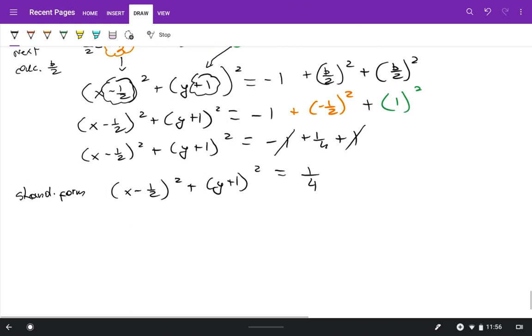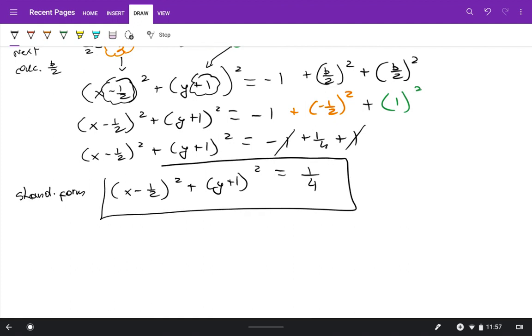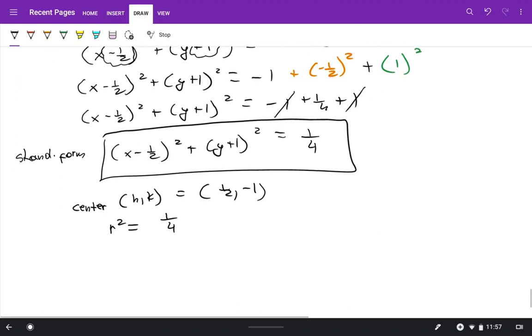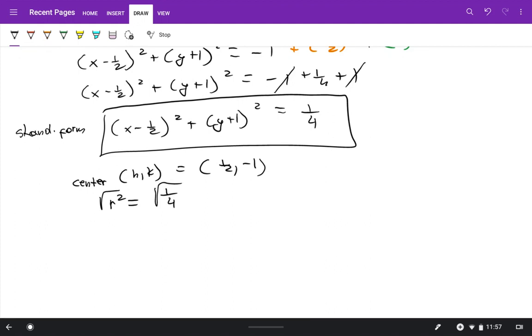Okay? And this is the standard form. So I'm using shortcuts just to help you guys study. So I know that the center h comma k is 1/2, negative 1. Radius squared is 1 over 4, which means to find the radius you will need to take the square root of 1 over 4. So this is square root of 1 divided by square root of 4, which is 1/2. So that's the radius. Okay, I think that's it with converting.